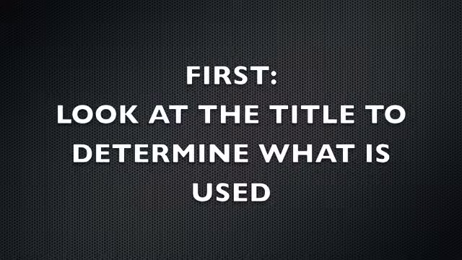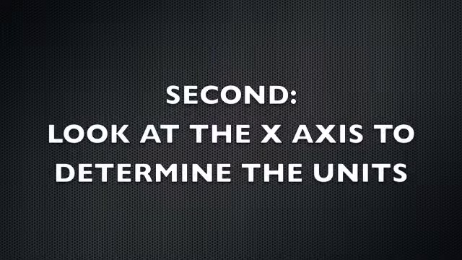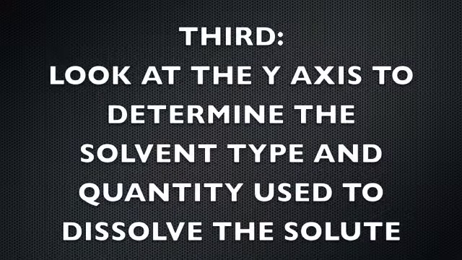First, look at the title and legend of the graph to determine what types of solutes and solvents are used. Second, look at the x-axis to determine if the temperature is listed in Celsius or Fahrenheit. This is important if you are carrying out experiments that involve solubility. Third, look at the y-axis to determine the solvent type and quantity used to dissolve the solute. For example, the y-axis may tell you that the graph shows how many grams of solute dissolve in 100 grams of water at a given temperature.